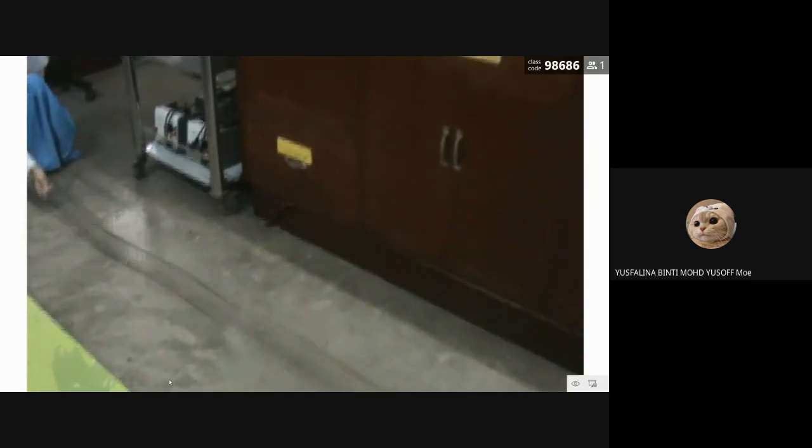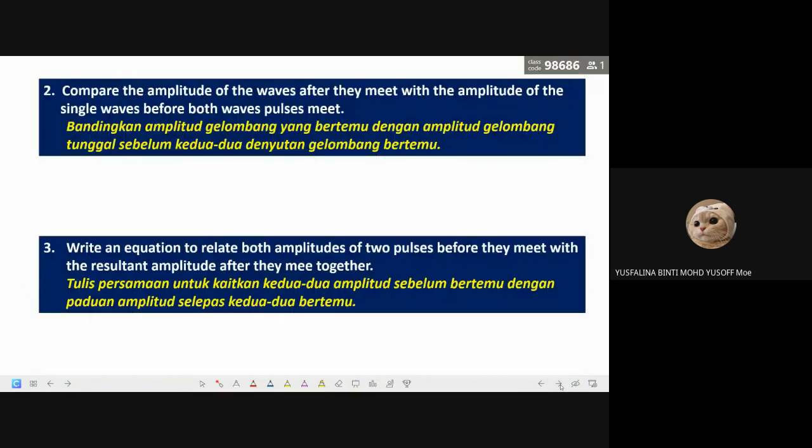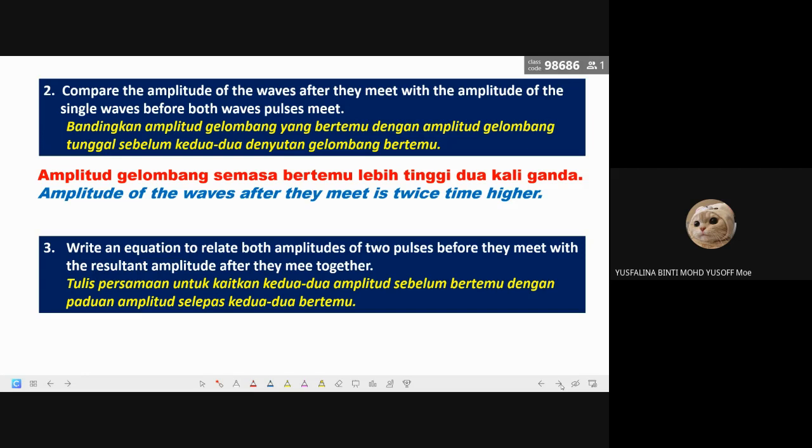So you can see they produce the high giant wave in the middle here. So that is the interference. After that, you have to compare the amplitude of the wave after they met with the amplitude of the single wave before both wave pulses met. So you have to compare the amplitude. Of course, when they met it is higher.